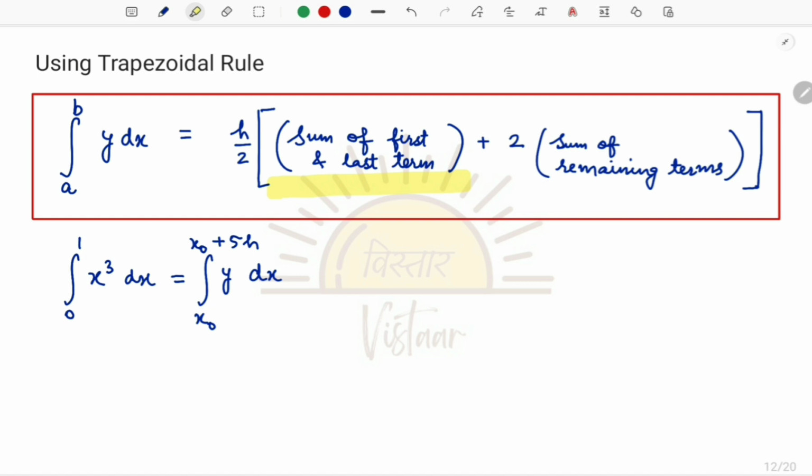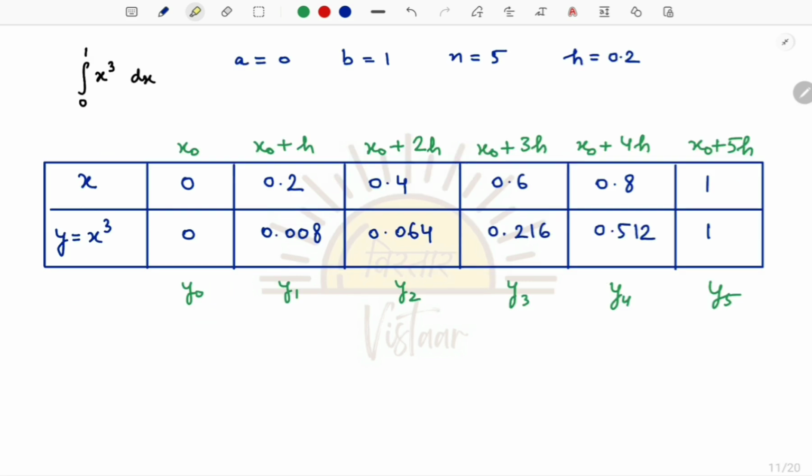We have to check the table for this. First term for y is y0 and the last term is y5.